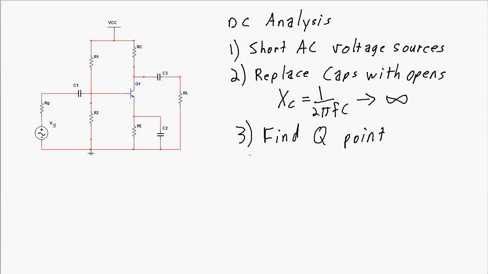For the AC analysis, what I want to do is come up with the amplifier parameters, so things like the voltage gain, the input impedance, and the output impedance. To do the AC analysis, there are also a number of steps that I'm going to go through. First of all, I want to eliminate the DC portion of the circuit. So I'm going to eliminate the DC sources. These are all voltage sources, so I'm going to short all the DC voltage sources.